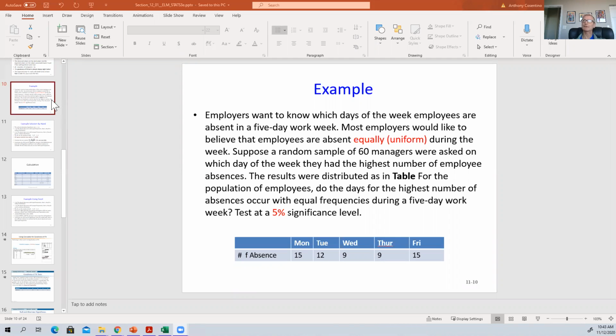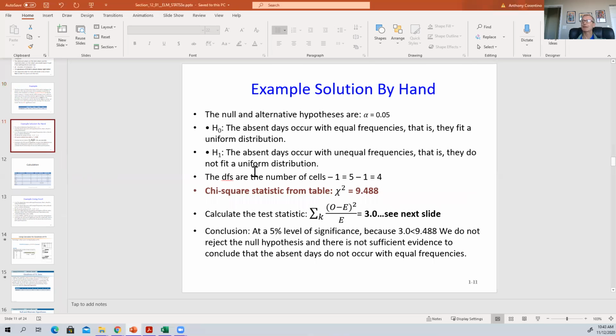So we walked through the test statistic calculation, so check the previous recorded lecture for those calculations. We ended up comparing a chi-squared value from the table of 9.4 to the calculated test statistic of 3. Since 3 is less than 9.4, we do not reject. There wasn't sufficient evidence to conclude that the absent days do not occur with equal frequency.